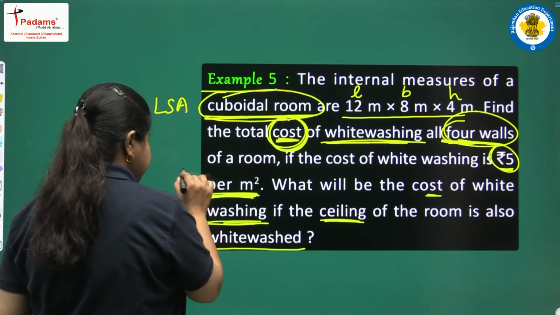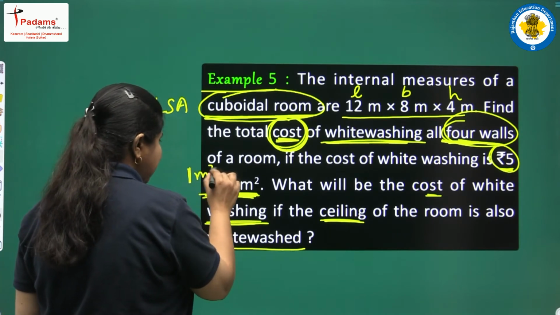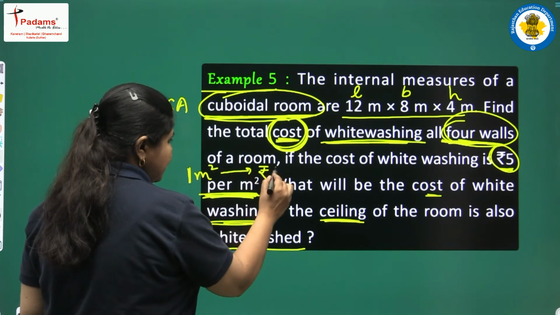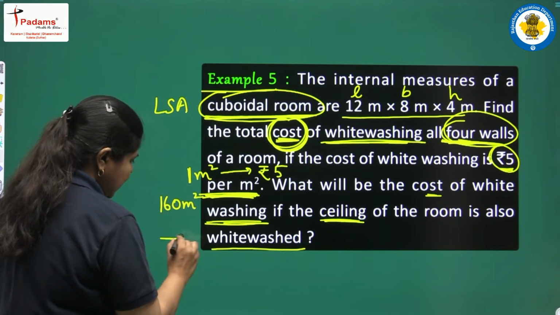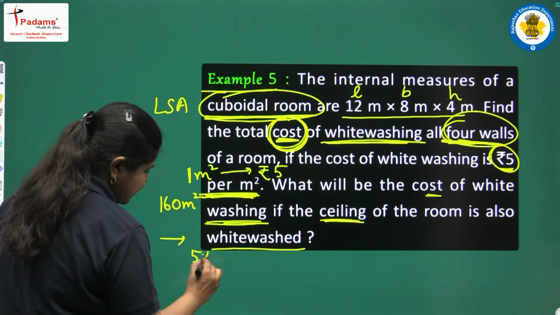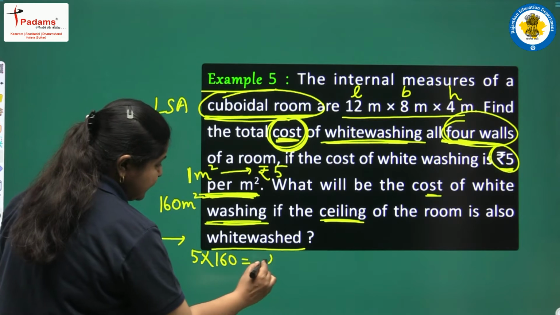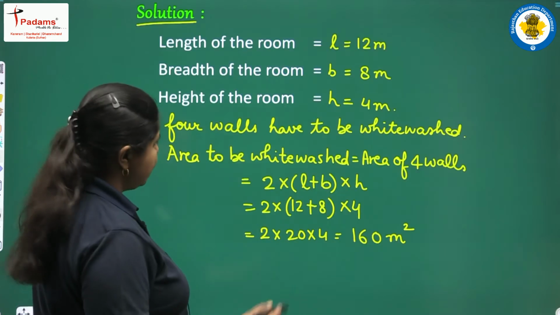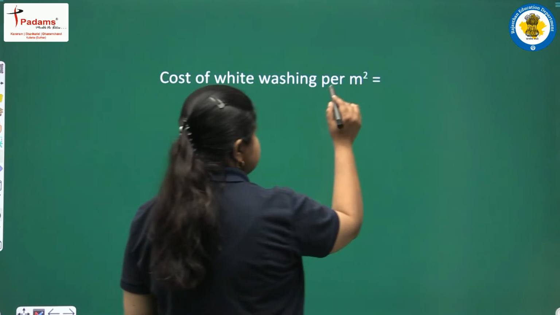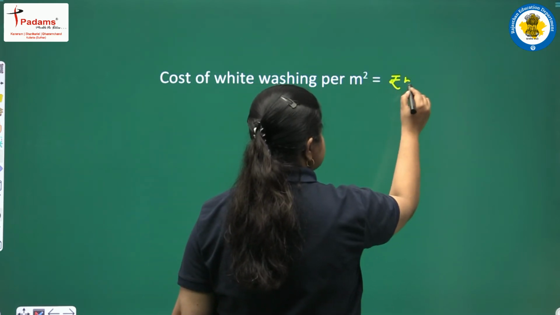इसका मतलब पर मीटर स्क्वायर मतलब 1 मीटर स्क्वायर को पेंट करने का कॉस्ट है ₹5. तो 160 मीटर स्क्वायर को पेंट करने का कॉस्ट क्या होगा? It will be 5 into 160. उससे हमारे पास वो कॉस्ट आ जाएगा वाइट वॉशिंग का. We take it here. Cost of whitewashing per meter square, it is ₹5.